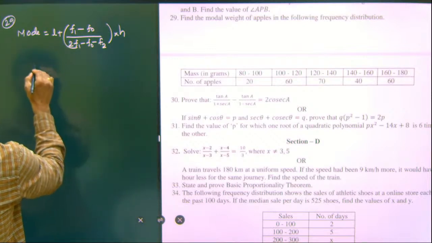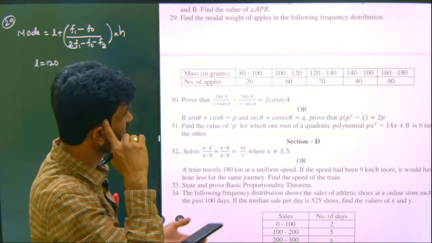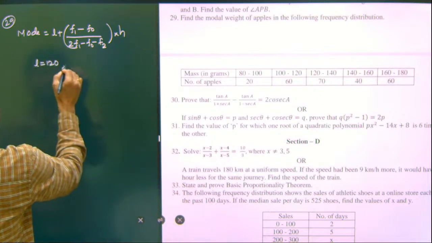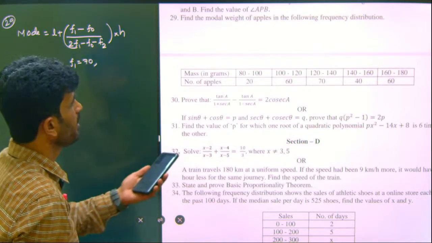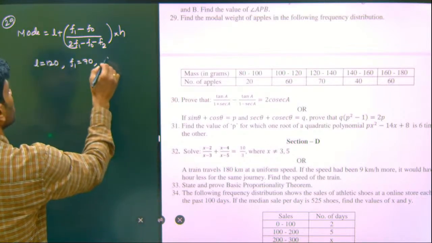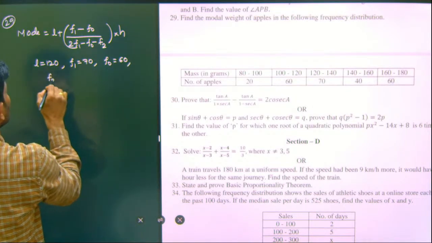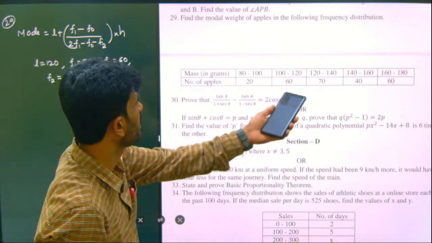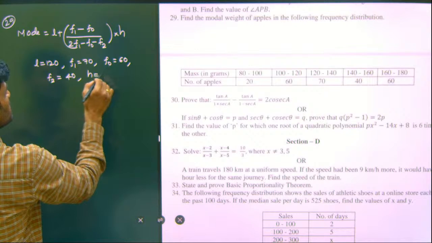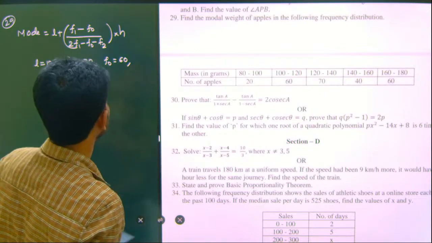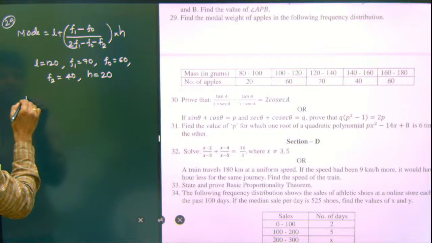So lower boundary is what? 120. And F1 is what? 70, because highest frequency is 70. F0 is what? 60. F2 is, after 70 we have 40, so F2 is 40. And H is how much? 20. It is a very simple problem, not complicated.